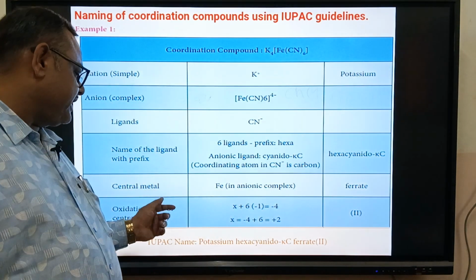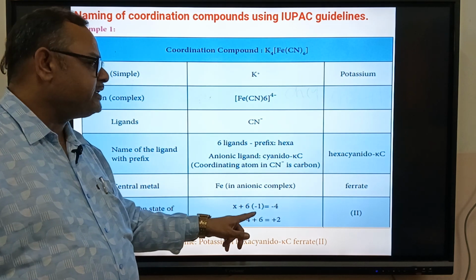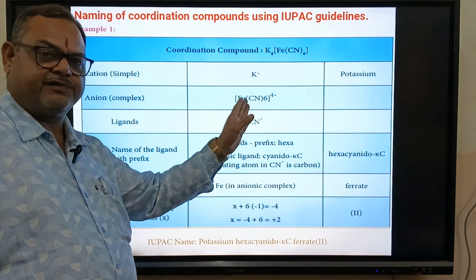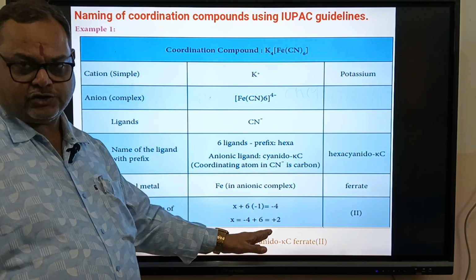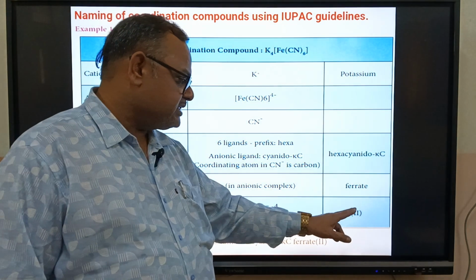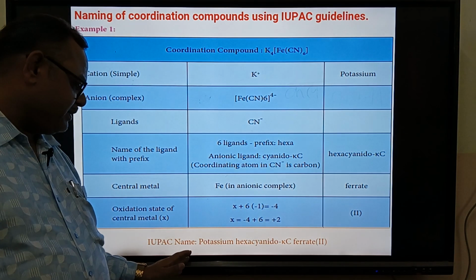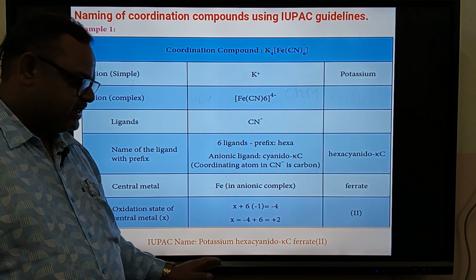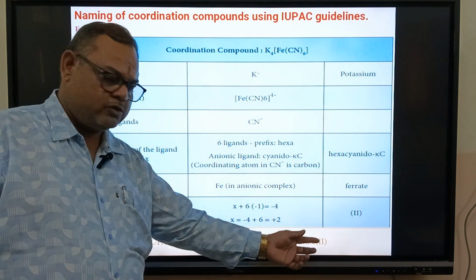And then we will determine the oxidation state. Now the oxidation state of cyanide is -1. Let the oxidation state of Fe be x. On calculating, we find it out as +2. So the oxidation state will be written in small brackets as (II). Now the name of the compound will be potassium hexacyanidoferrate(II).